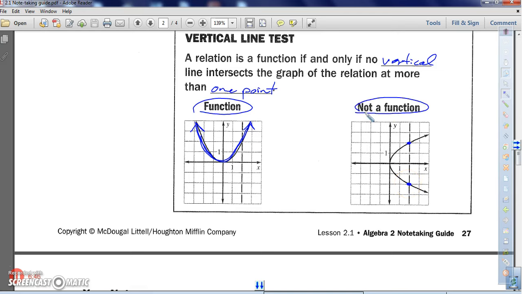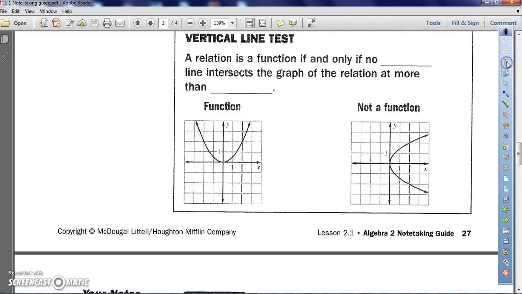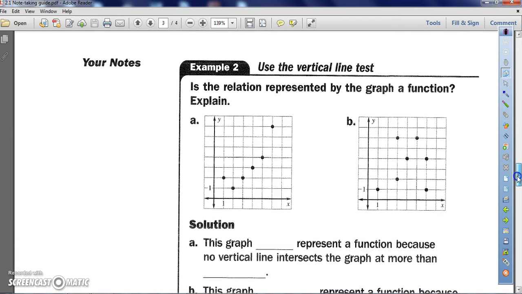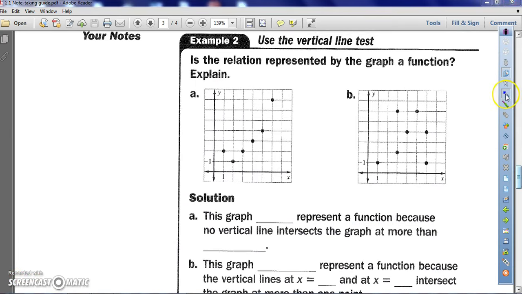So that's called the vertical line test. As long as a vertical line only hits the graph once, it's a function. But if it hits the graph more than once, it's not. So let's take a look at example 2. We're going to use the vertical line test to determine if this is a function or not.